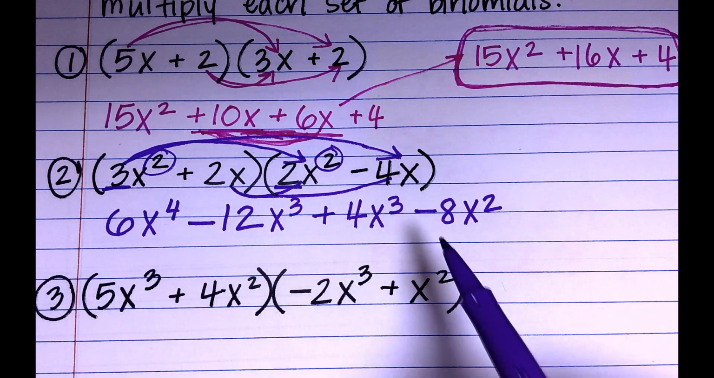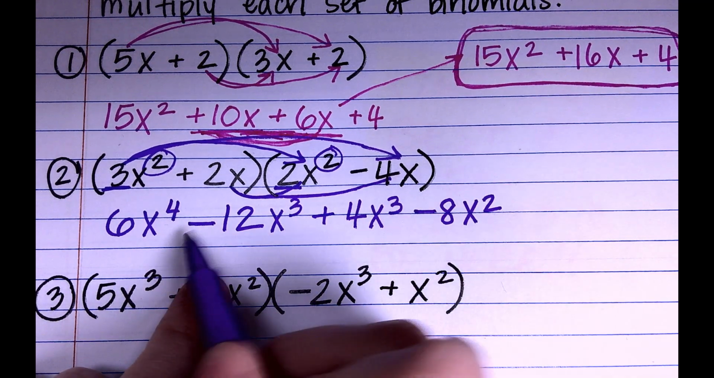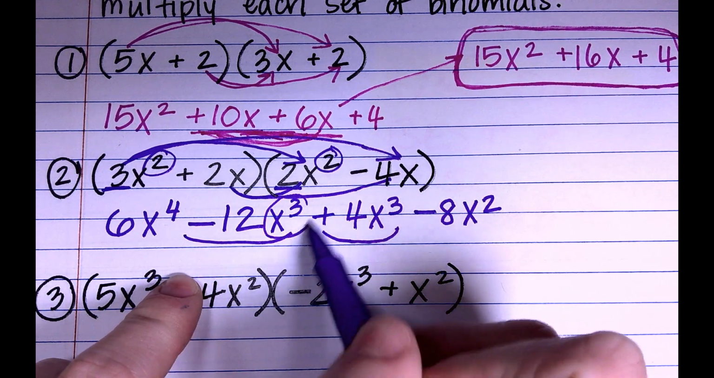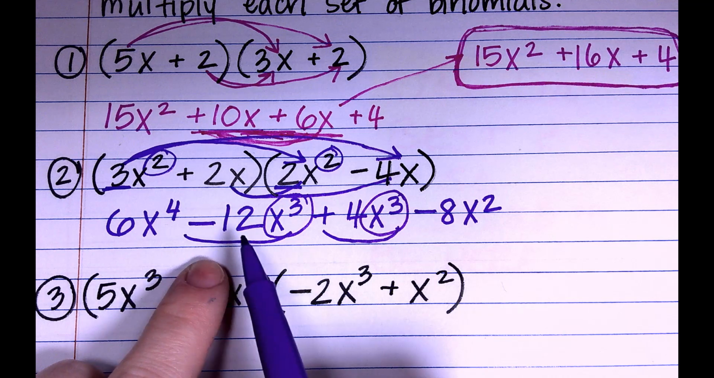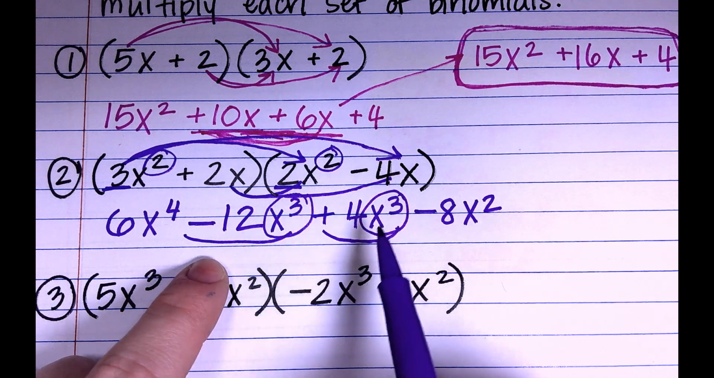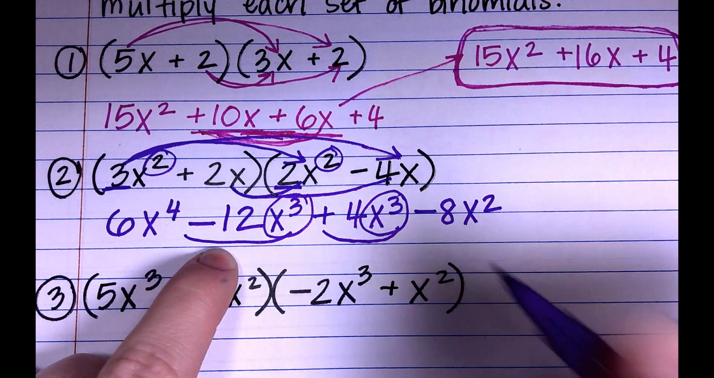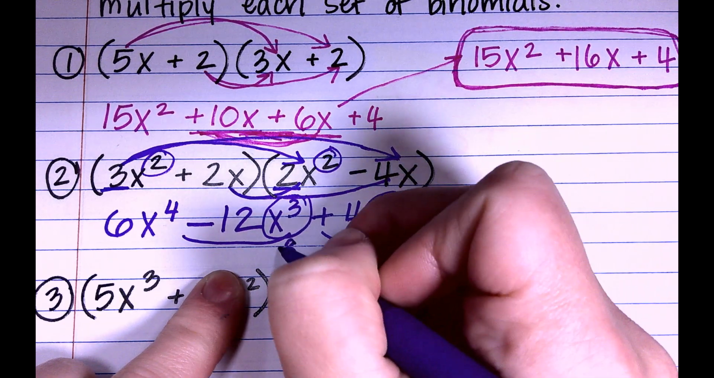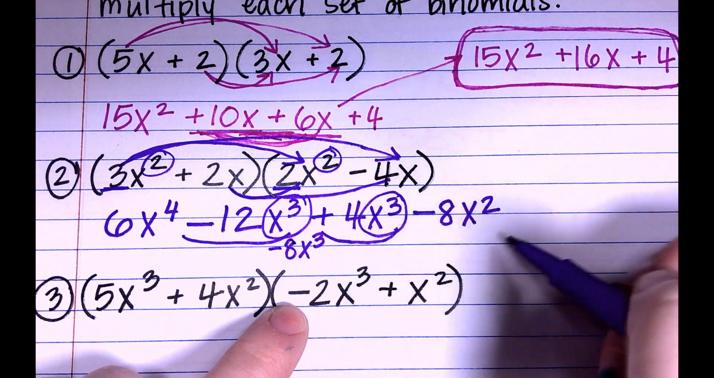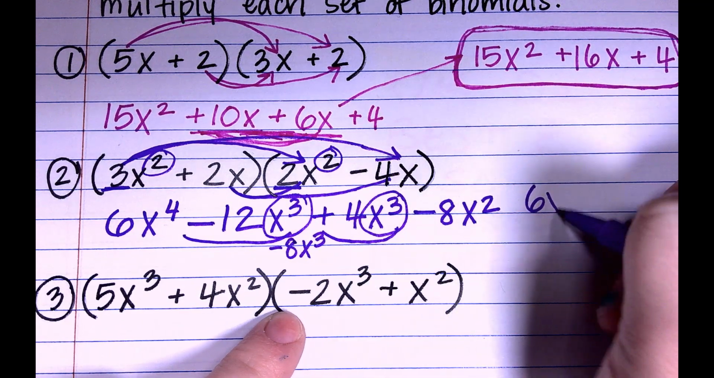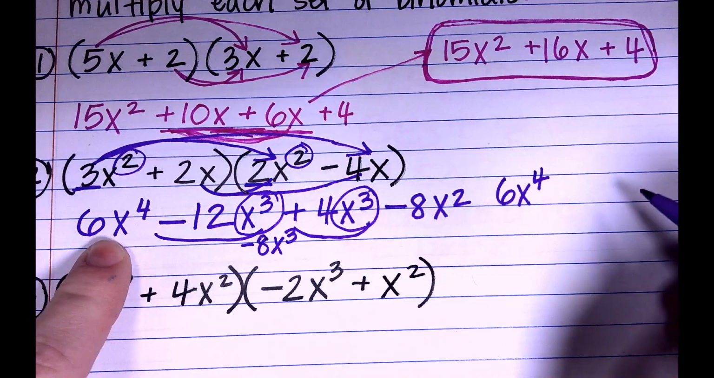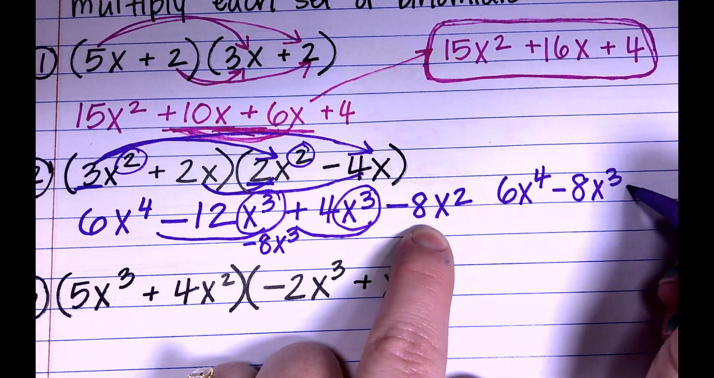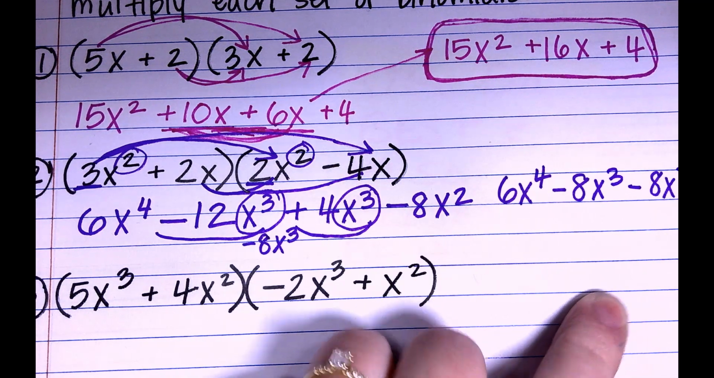What do I need to do from here? My two middle terms are like terms. They both have x to the third power. So, negative 12x to the third power and negative 8x to the third power. Yes. Whenever I add these, I do get negative 8x to the third power. So, we're going to rewrite everything. 6x to the fourth power minus 8x to the third power minus 8x to the second power. Good.